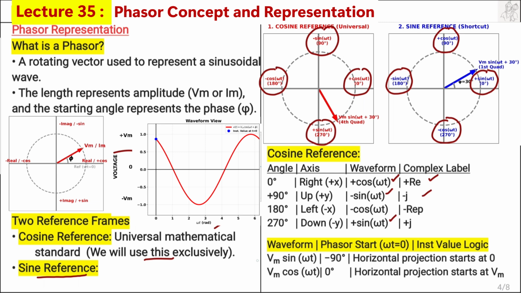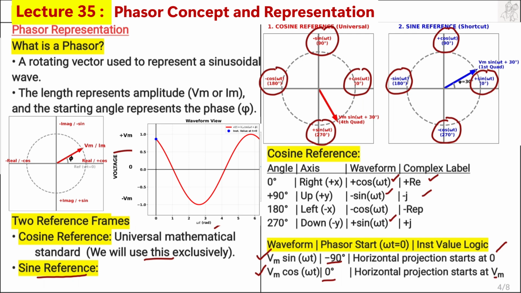So we can simply say that if we want to represent Vm sine omega t, it will start at minus 90 degree for cosine reference phasor representation, and the horizontal projection of that value will be simply 0. And if we want to represent Vm cos omega t, it will start at 0 degree, and the horizontal projection will start at Vm.